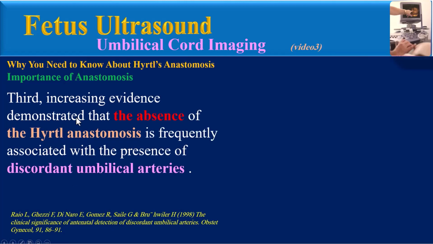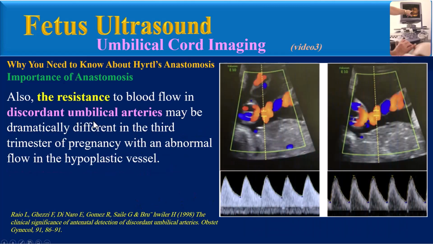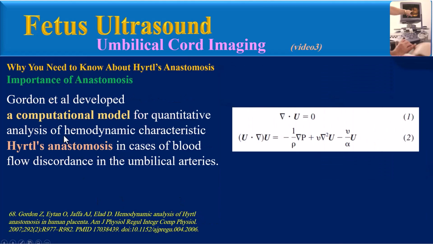Third importance, increasing evidence demonstrated that the absence of Hyrtl anastomosis is frequently associated with the presence of discordant umbilical arteries. Also, the resistance to blood flow in discordant umbilical arteries may be dramatically different in the third trimester of pregnancy, with an abnormal flow in the hypoplastic vessel. This study developed a computational model for quantitative analysis of hemodynamic characteristics of Hyrtl anastomosis in cases of blood flow discordance in the umbilical arteries.